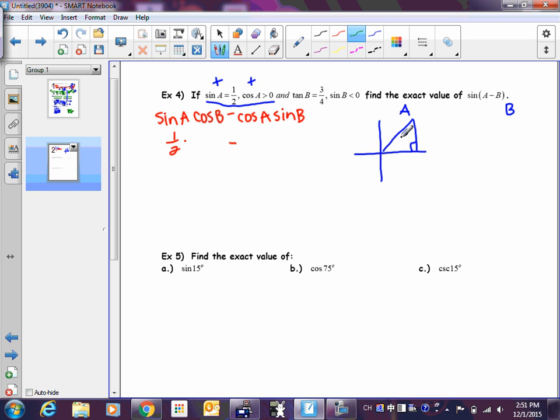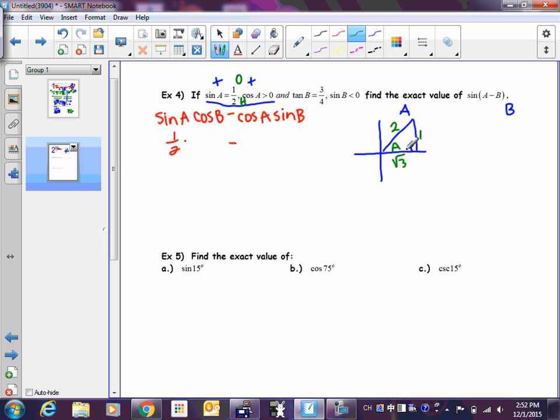All right, and so here's my A right here. This says that sine of A is 1/2. That's opposite over hypotenuse. So the opposite of A is 1, and the hypotenuse is 2, which makes the missing side how much? Square root 3. Same stuff that we did before. This is just good review.